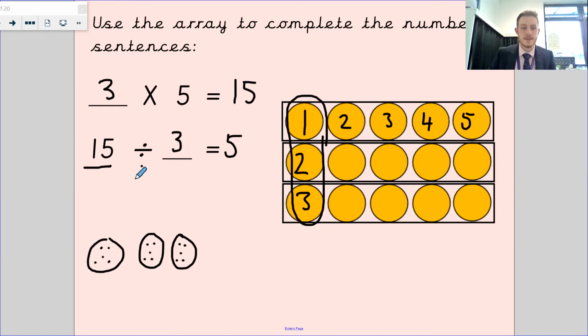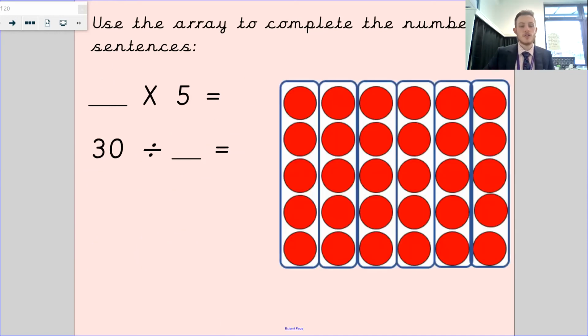So I've made the same drawing work for each one. 3 lots of 5, so 1, 2, 3, 5 in each group is 15, or 15 made into 3 groups is 5 in each group. So super job. I could also write it as 15 divided by 5 equals, and the only number I've got left is 3, because they can swap over.